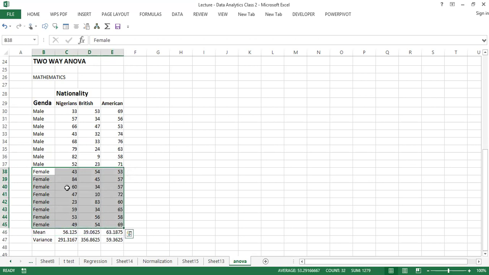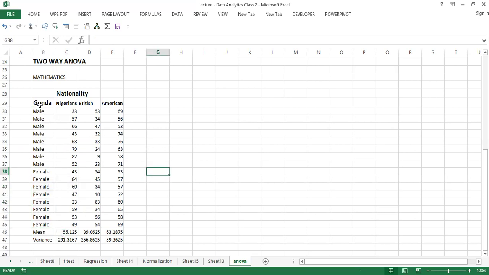When you are doing this, the number of male students and number of female must be the same. You ensure that the size of the samples must be the same. For the male, in this case, you have 1, 2, 3, 4, 5, 6, 7, 8. Female has to be 8 as well. 1, 2, 3, 4, 5, 6, 7, 8.